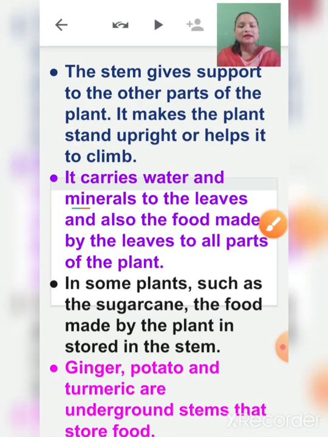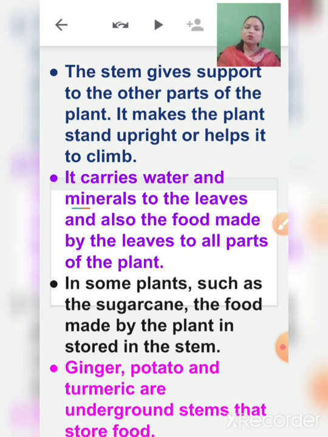Okay, so the stem, what is the work of the stem, children? The stem gives support to the other parts of the plant. It makes the plant stand upright or helps it to climb. The stem gives support to the other parts of the plant like flower, bud, fruits, branches, leaves. It makes the plant stand straight upright or helps it to climb. It carries water and minerals to the leaves.